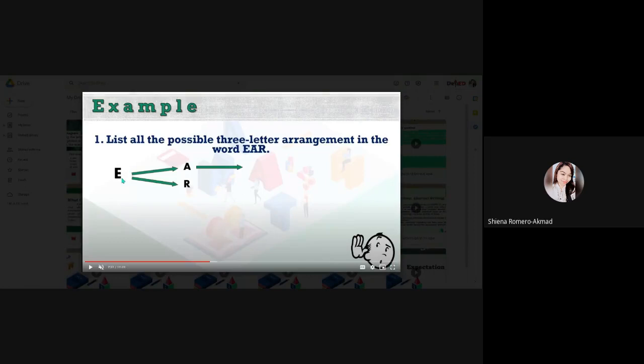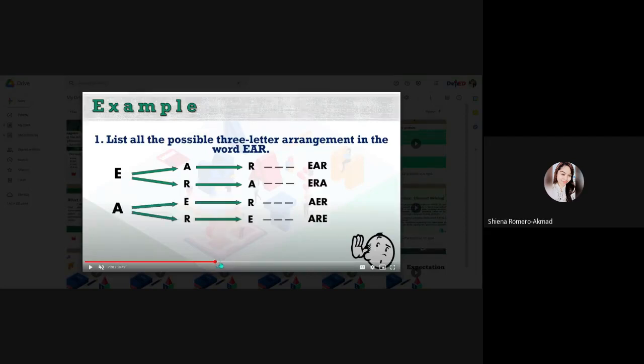So if we start with E, the next letter can be A, or it can also be R. If we choose A, the next letter would be R, and we can form the arrangement EAR. Now, if we start with E and then followed by R, the next letter is A. So we have ERA.